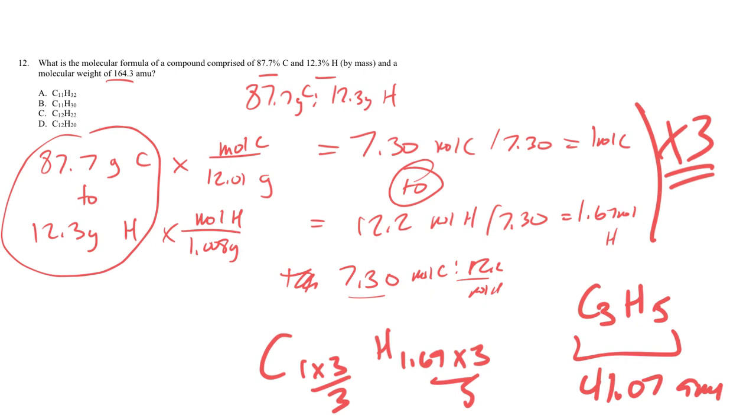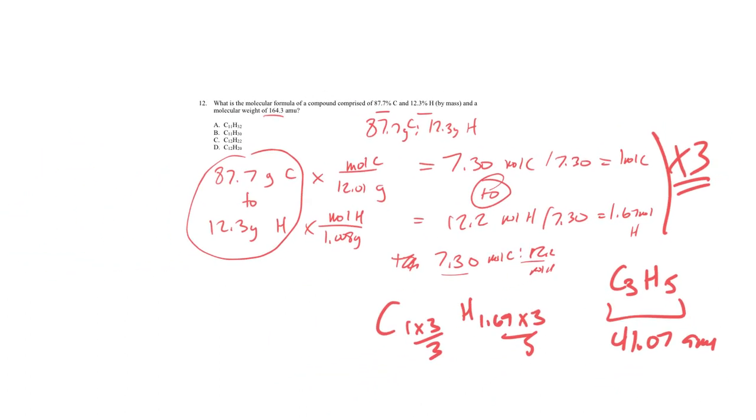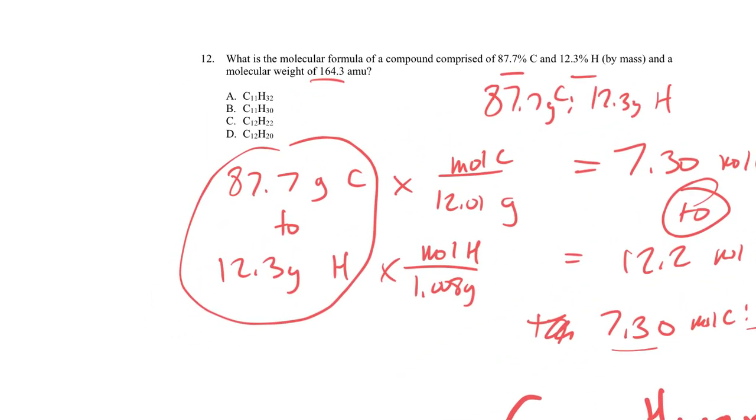So 164 divided by 41 is 4. So we got 4 of these units in one molecule. So we got 12 and 20, C12H20.